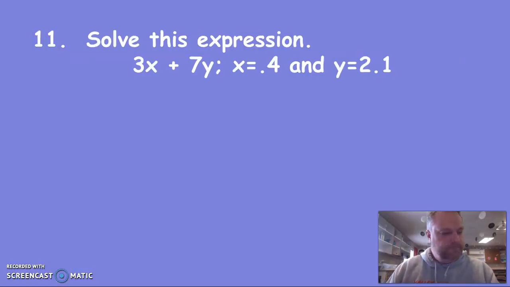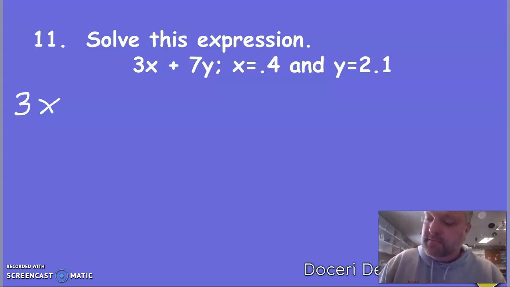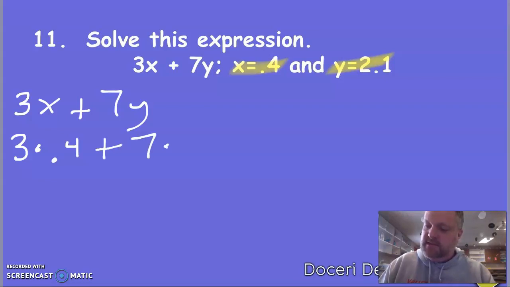Okay, let's move on to number 11. This was our last one. We're going to solve this expression, 3x plus 7y, where x equals 0.4 and y equals 2.1. Okay, so rewriting the problem, 3x plus 7y. Wherever I see a y, I'm going to put a 2.1. Wherever I see an x, I'm going to put a 0.4. So here we go. 3 times x, which is 0.4, plus 7 times y, which is 2.1.